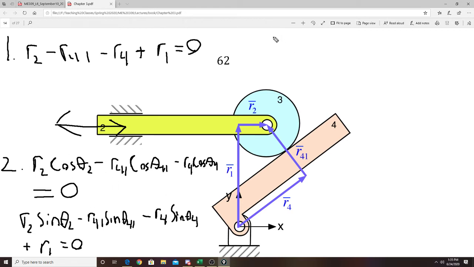Now, the third step was to take the first derivative of these components. So the first derivative of R2 cosine, well, so real quick, actually, before we move on, before we do anything else, we need to know what is changing and what isn't changing, right? Would you guys all agree that we need to know what is changing and what isn't?